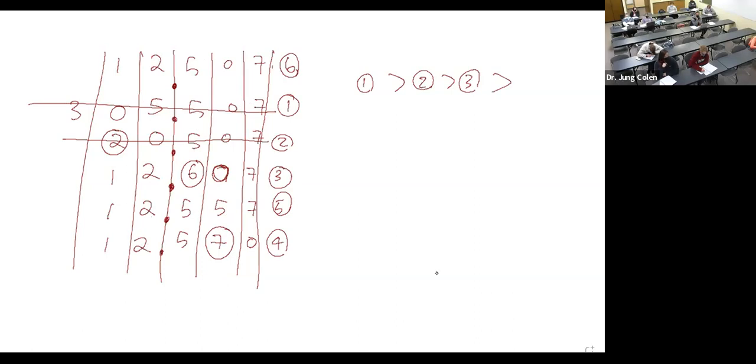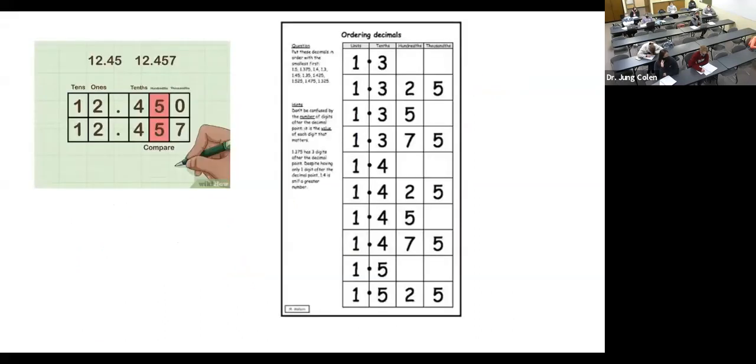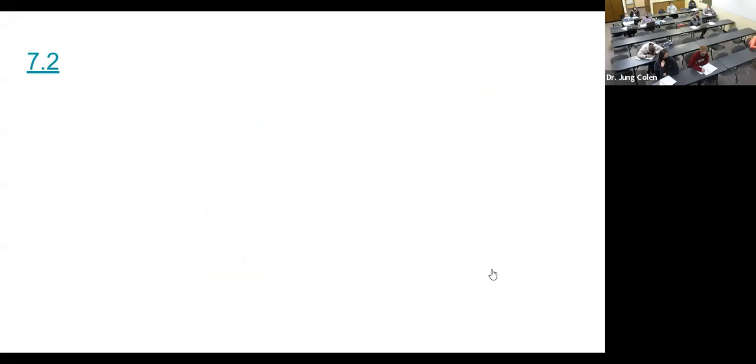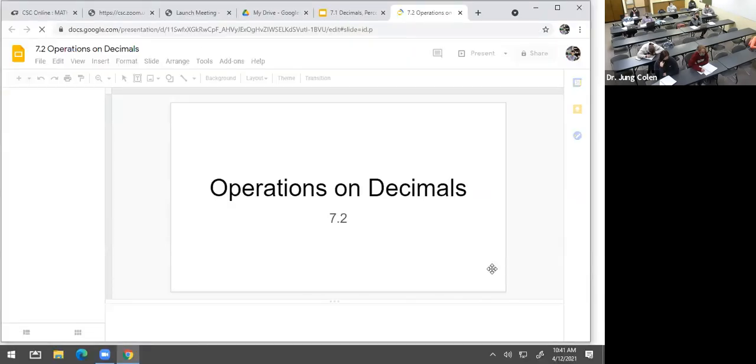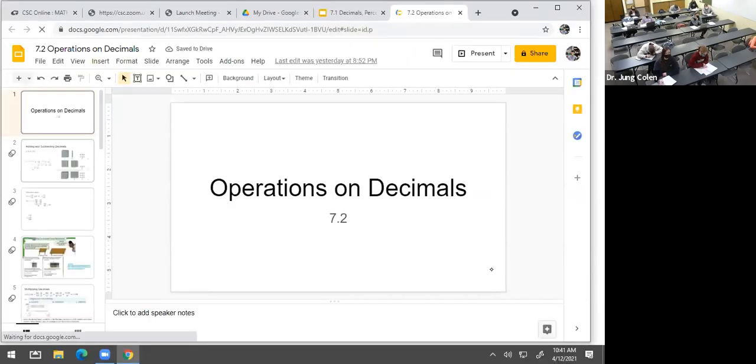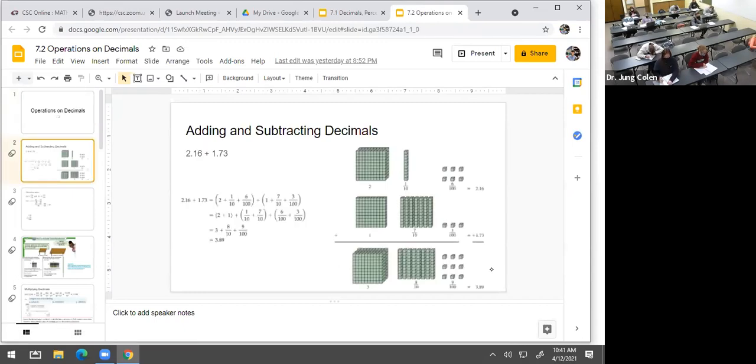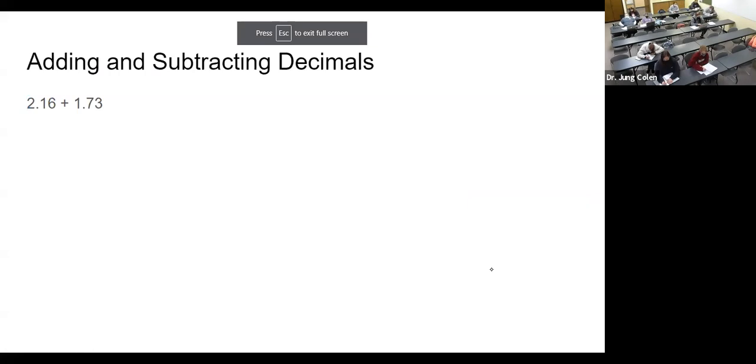Okay, I think we are actually done with this one. Let's move on to 7.2, operating on decimals. So with operations, we're going to do addition, subtraction, multiplication, and division, okay?